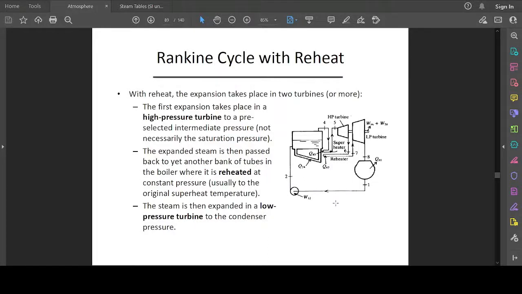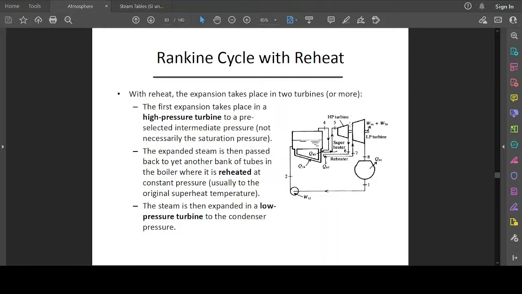So with reheat, the expansion takes place in 2 turbines or more. The first expansion takes place in a high pressure turbine, which is here, to a pre-selected intermediate pressure, and the expanded steam is then passed back to yet another bank of tubes in a boiler where it is reheated at a constant pressure.